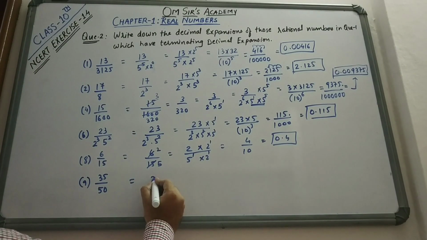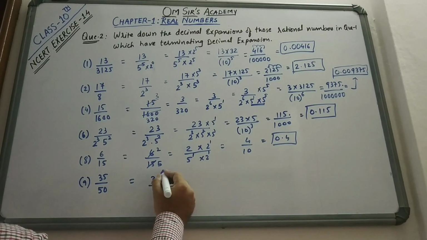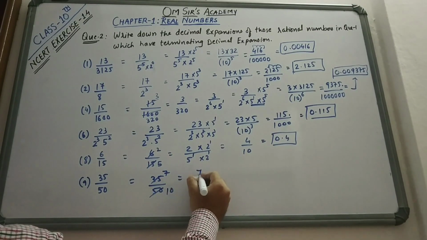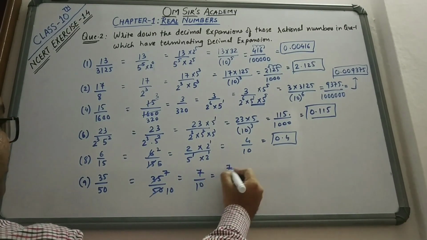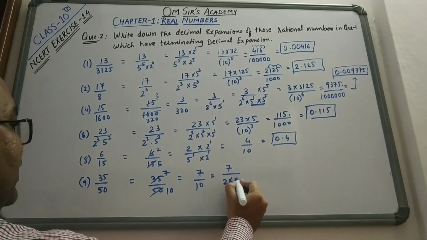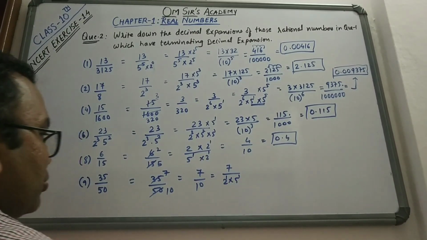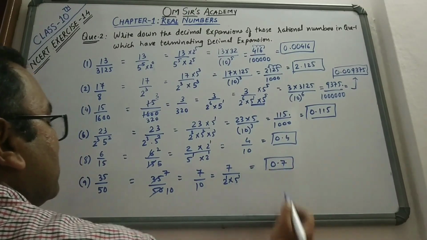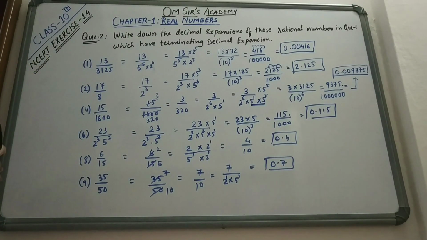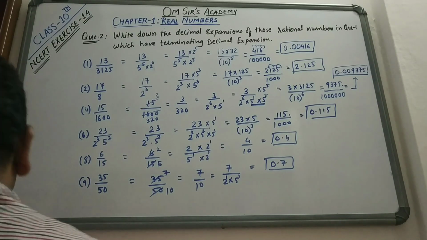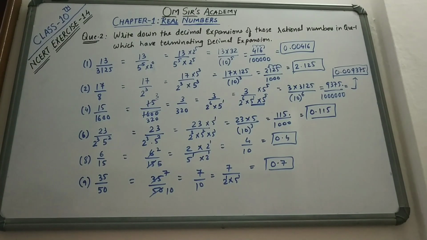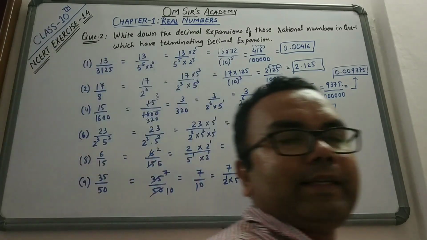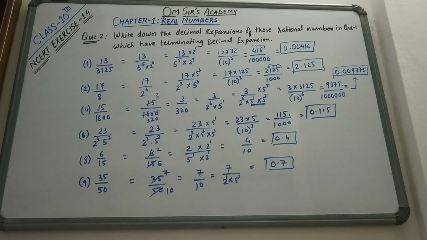35 upon 15 can be simplified further. 5 7s are and 5 10s are. So it was 7 upon 10. So prime factors of q will be 2 into 5. They both have 1 power only. So here directly we can write 7 upon 10 is 0.7. Is it clear, friends? So hope you have understood this question. Now we move to the next question, that is question 3 of this exercise.